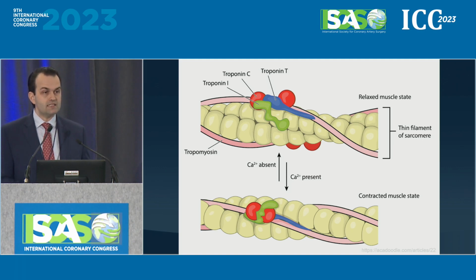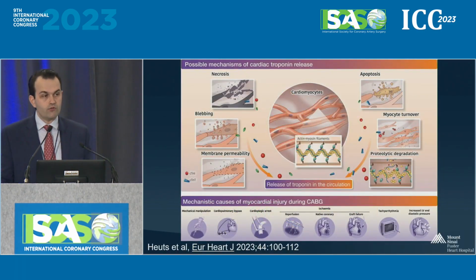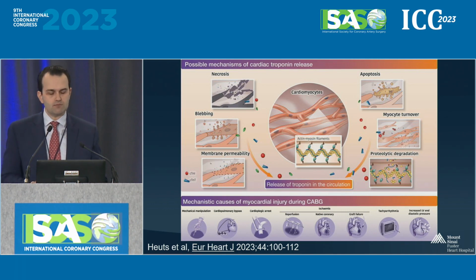There are troponins I, T, and C that have isoforms that are particular to cardiac or skeletal muscle. And our ability to have assays for cardiac-specific isoforms permits this to be a quite specific biomarker of myocyte injury. Suffice it to say, there are a variety of mechanisms above and beyond necrosis alone by which cardiac-specific troponin can be released. We think about necrosis in the context of myocardial infarction, but certainly apoptotic pathways, myocyte turnover, blebbing, membrane permeability, as well as proteolytic degradation can all be contributors to the troponinemia that is observed after varied cardiac procedures.